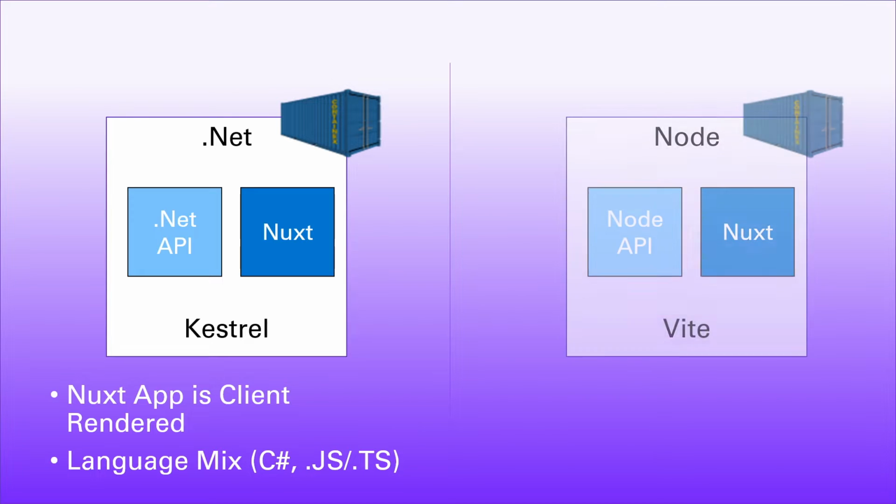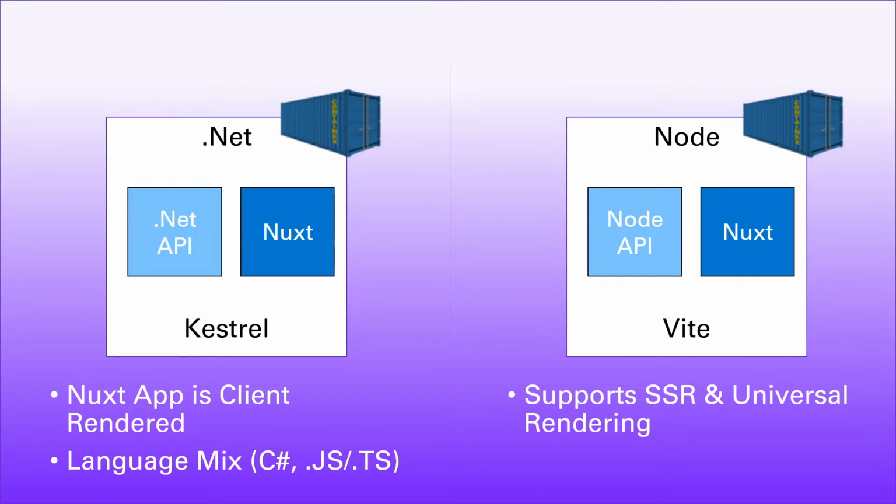Conversely, if we move over, we can also host this just within Node. This uses Vite as the web server to expose it out, and this approach supports both server-side rendering and universal rendering. So for SEO scenarios, when the user lands on your page, the SEO robot would get a fully rendered page with content within it, as opposed to just a placeholder where the actual Nuxt or Vue application is going to run. So that has some advantages there.